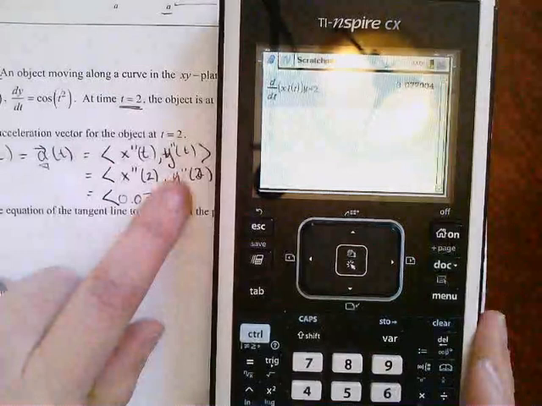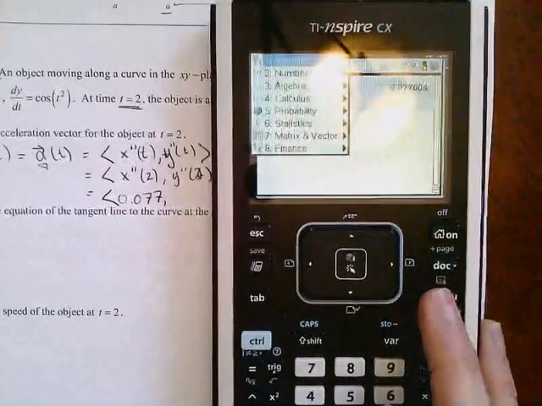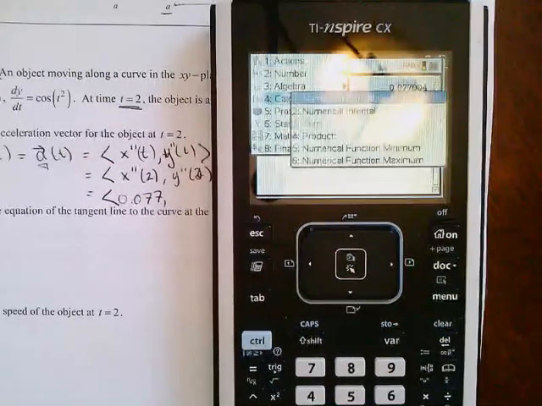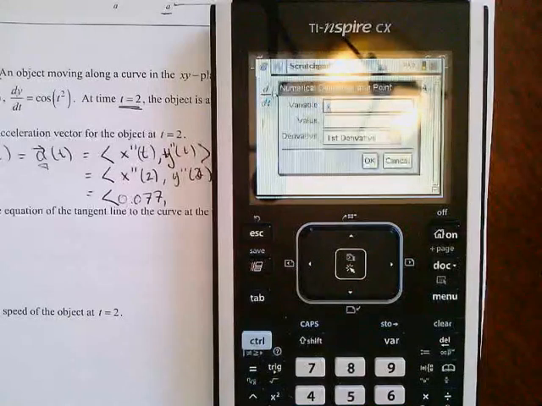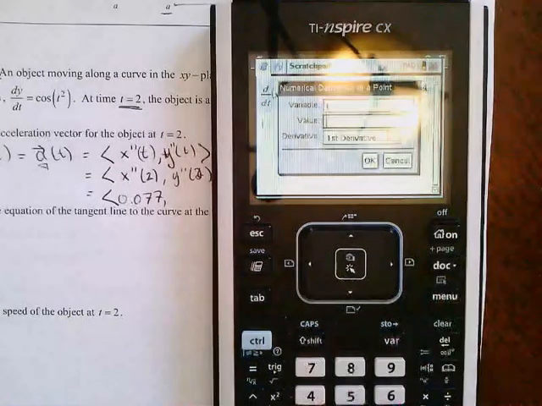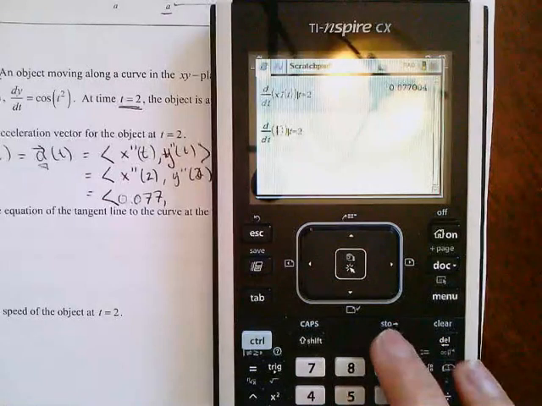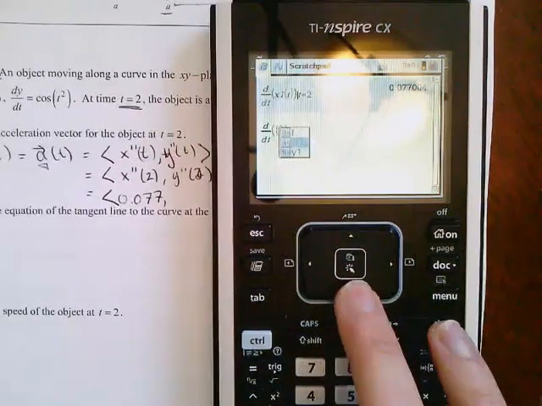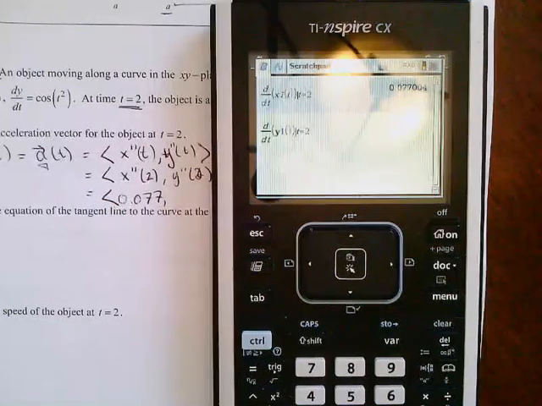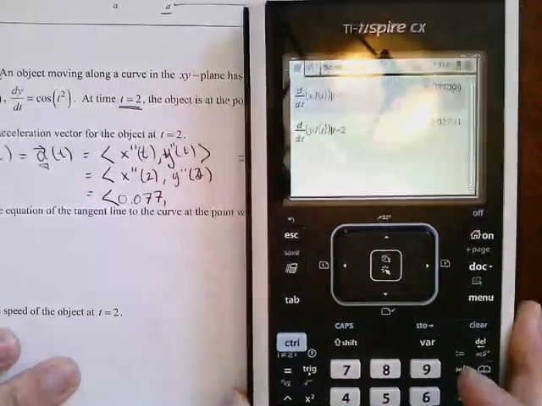And I'm going to do the same thing for y. So I'm going to go to menu, calculus, derive at a point. My variable is t, my value is 2. But this time, when I press vars, I want my y1 of t. Press enter, and there's your y component.